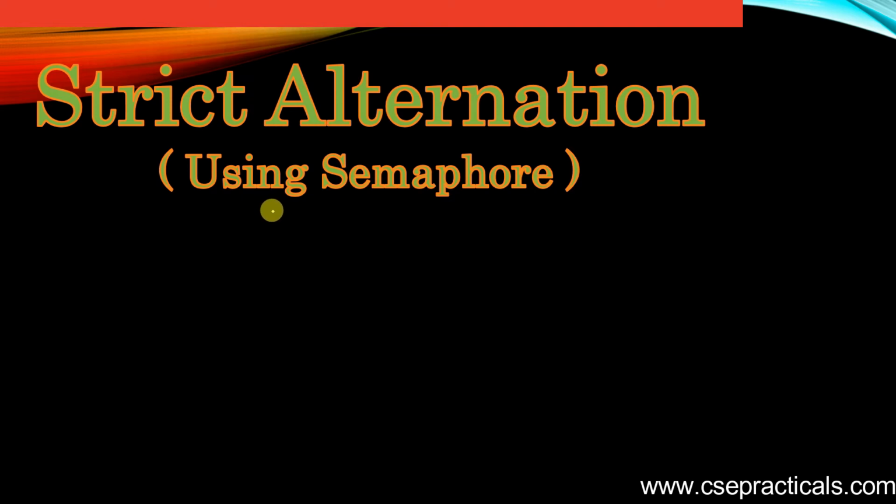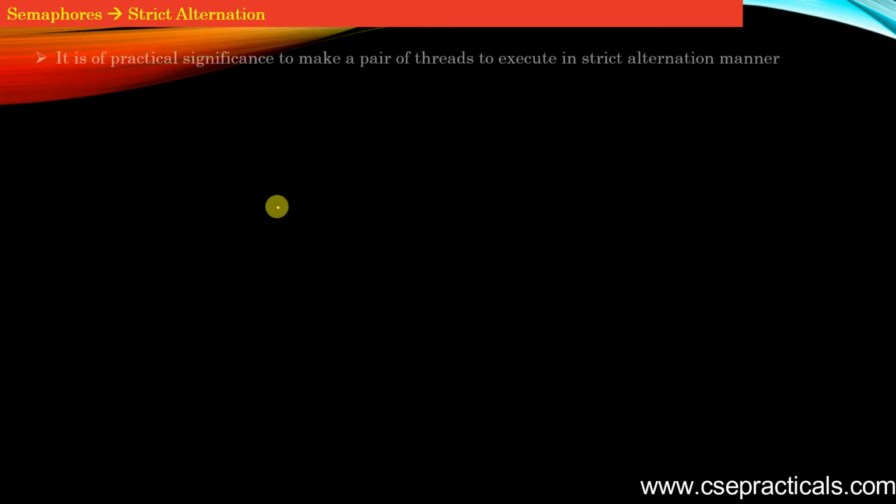So guys, now next we are going to discuss the concept of strict alternation. Strict alternation is the pattern of execution of threads, and we are going to discuss the implementation of strict alternation using semaphores. It is of practical significance to make a pair of threads execute in a strict alternation manner, right?